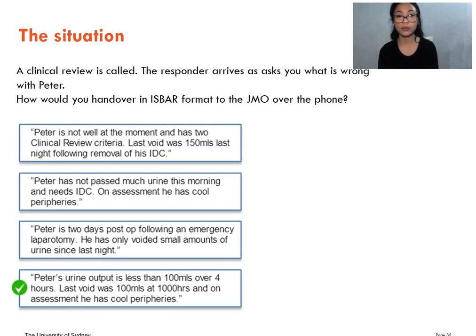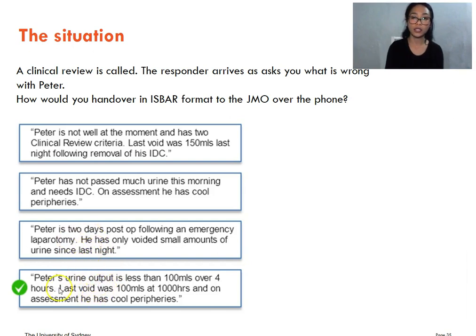So it would be the last one. The first one, you would need to be more specific with the reasons for activating the clinical review. The second one, Peter requires an assessment to identify the causes of low urine output and cool peripheries. The third one, this information should be included within the background of ISBAR along with his relevant past medical history.